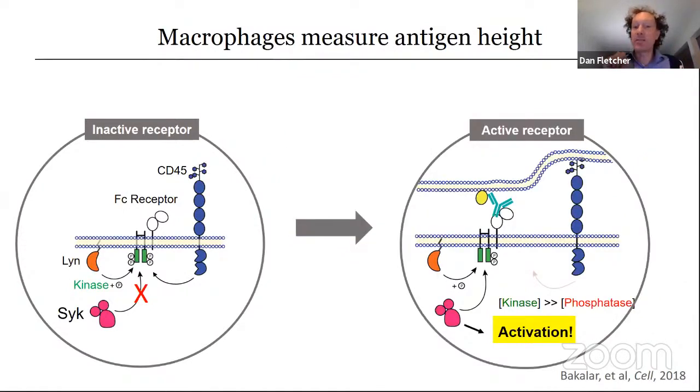But if that tall phosphatase is physically, sterically excluded from the interface, then it's not able to turn off the receptor, and the downstream signaling will take place. And what that says is that antibodies, which we know can be raised against epitopes on various parts of extracellular proteins, are only going to be effective at driving phagocytosis if they're targeting short molecules, not long molecules.